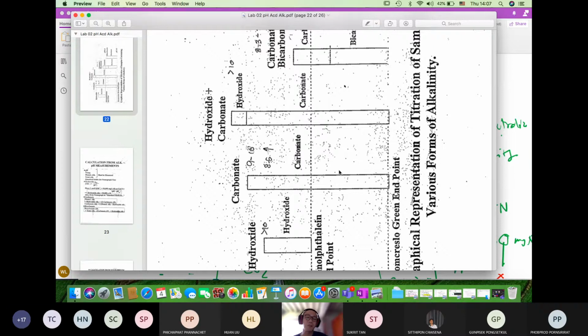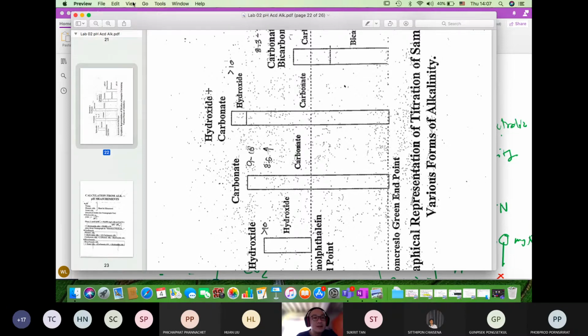So it's an operating parameter, just like pH. pH we need to monitor all the time while doing the treatment. Similar to alkalinity and acidity, we also need to monitor them all the time during the operations of the water and wastewater treatment plant. So the information shown in this slide is important.